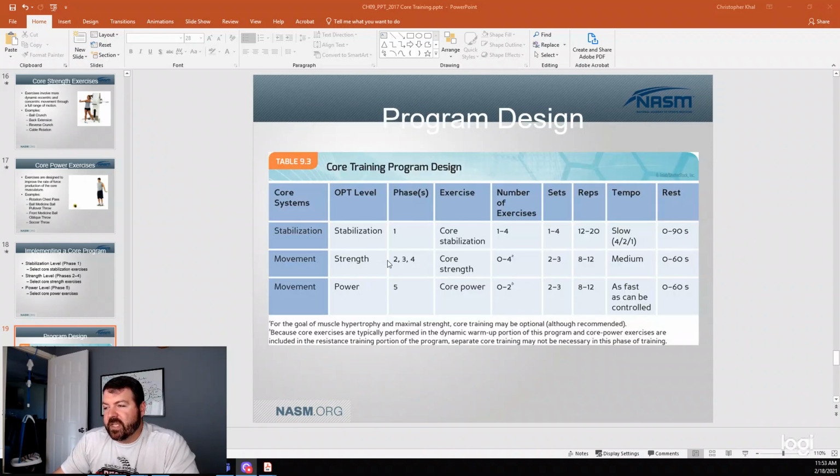So in your program design, depending on where you're at, if you're in the stabilization stage, phase 1, the number of exercises is 1 through 4, usually 1 to 4 sets. Your reps are going to be 12 to 20. The tempos are usually pretty slow, eccentric, concentric, and isometric. So going down, going up, and then the hold, for the most part. And rest about 90 seconds in between sets.